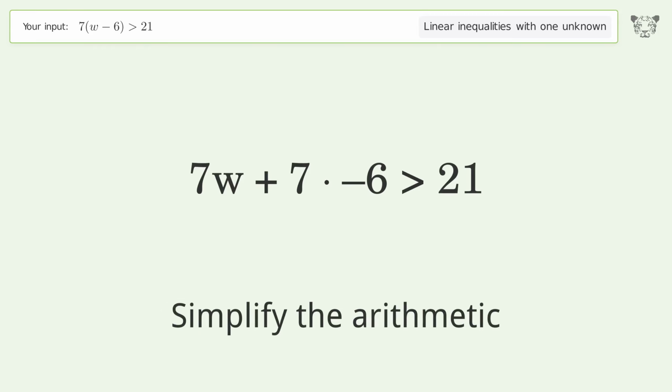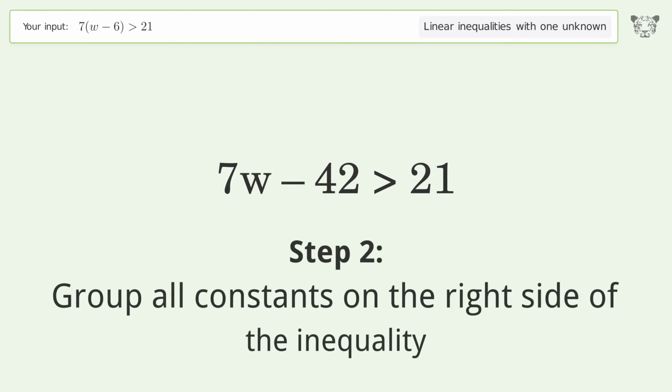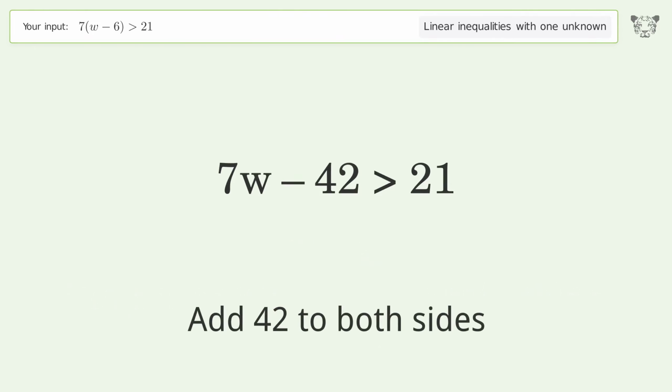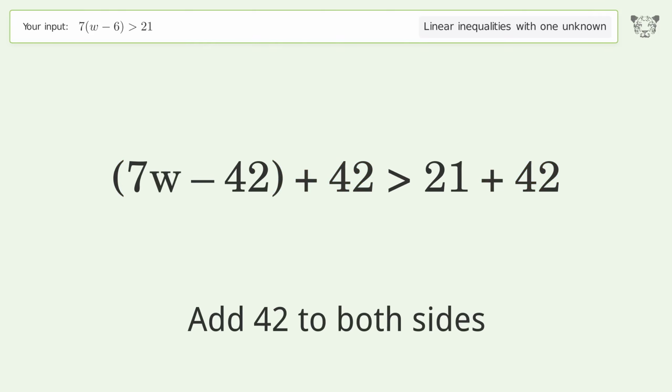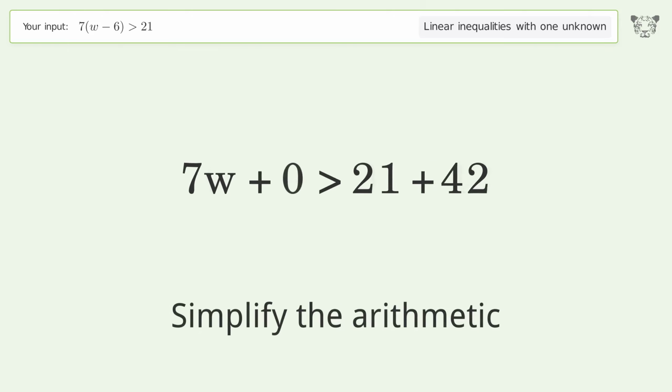Simplify the arithmetic. Group all constants on the right side of the inequality. Add 42 to both sides. Simplify the arithmetic.